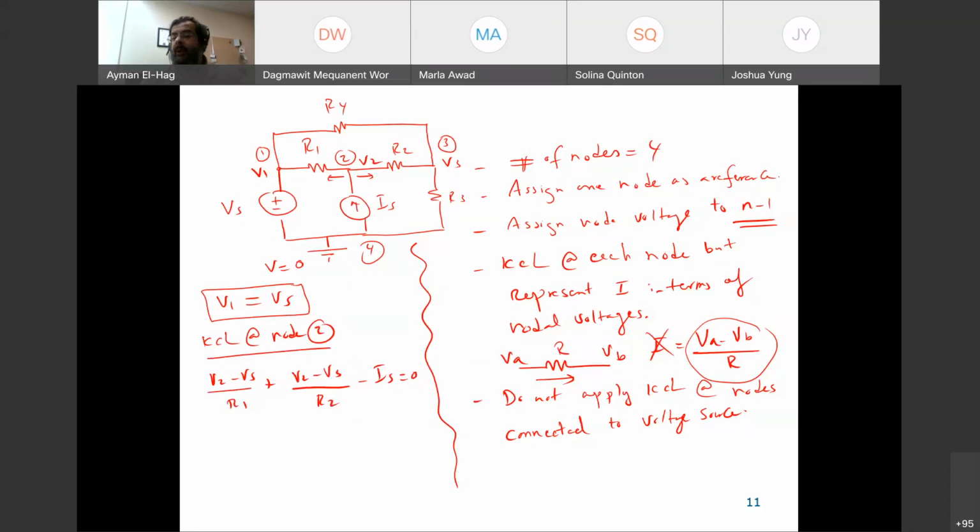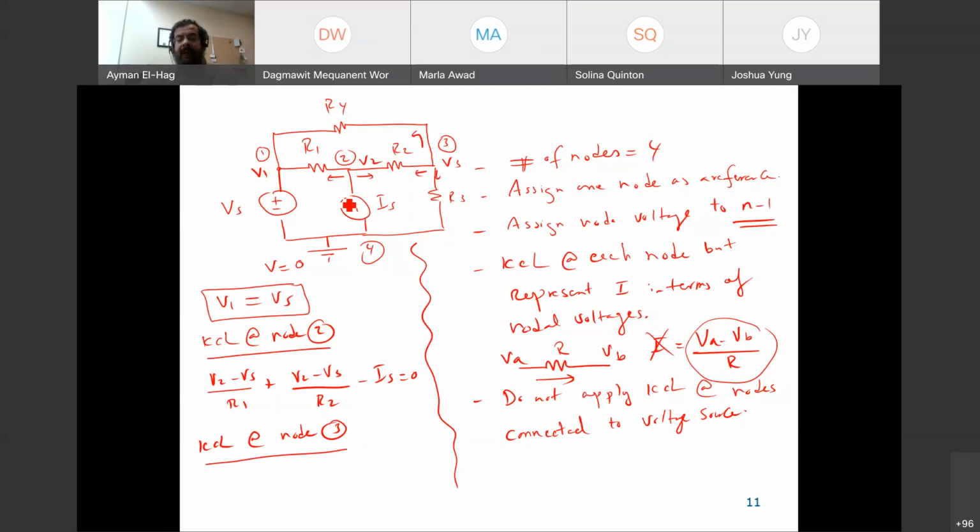So this is my first equation. We'll try to reduce this equation, try to simplify the equation so that we can easily handle it. Then also we can apply KCL at node number 3. So we look here, assume again the currents are leaving.